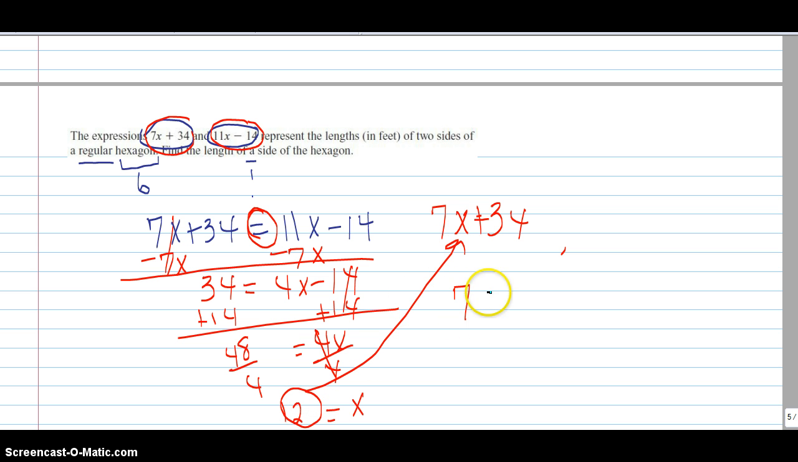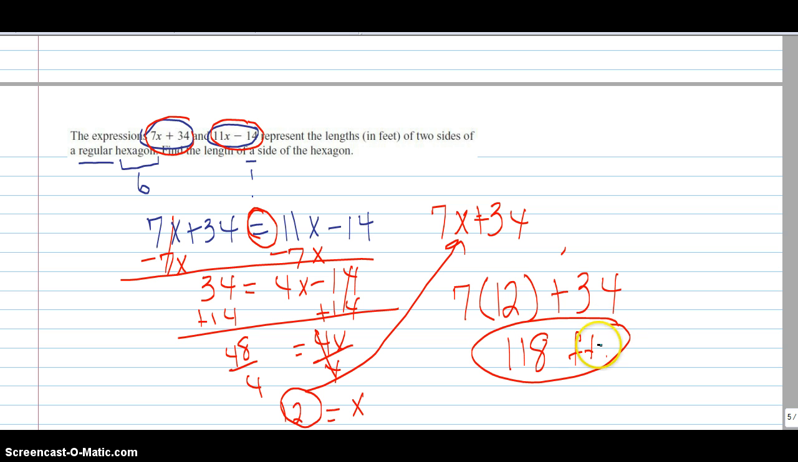So 7 times 12 plus 34. Put that in the calculator and it should give 118 feet, because it talked about feet in the question. So every side of this hexagon is 118 feet. So if I wanted to ask you about perimeter, there are 6 sides, so you'd have to do 118 times 6. I'm not going to ask you about area yet, but we will get there.